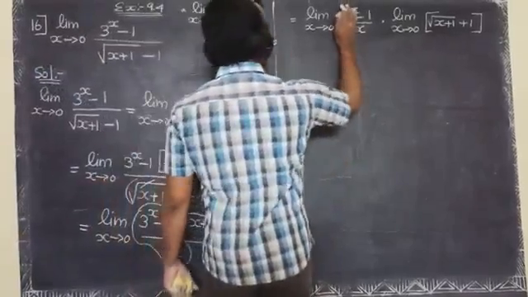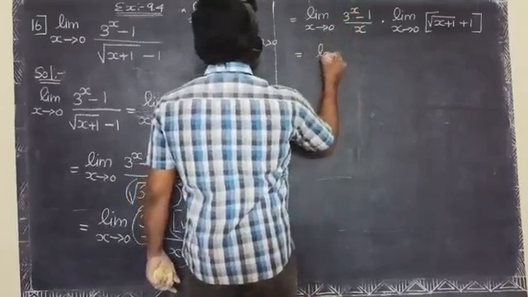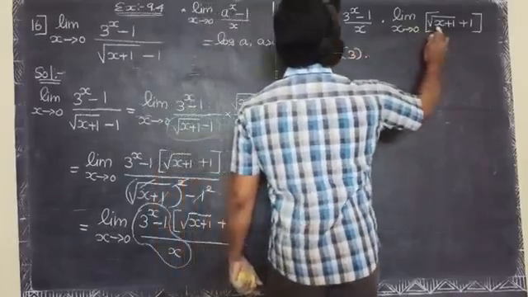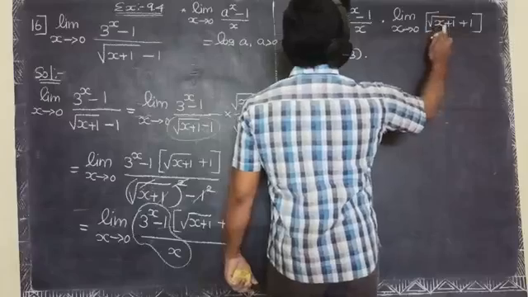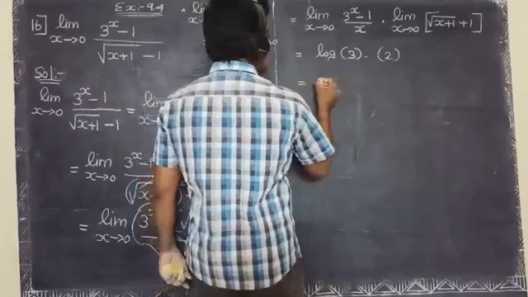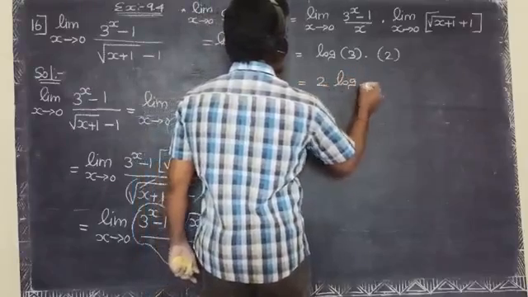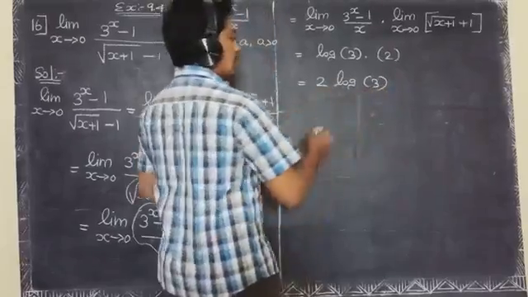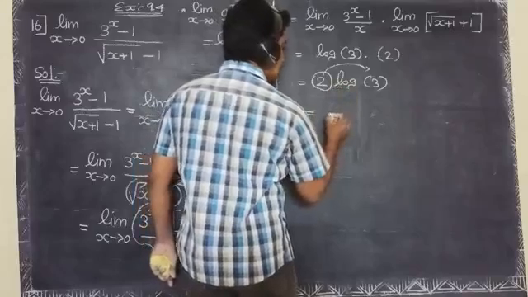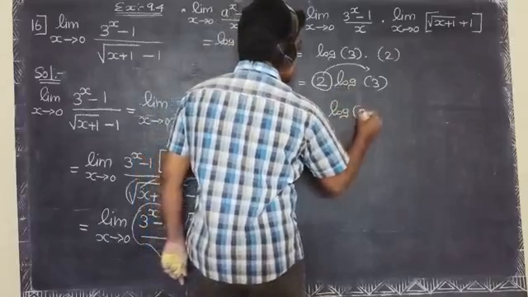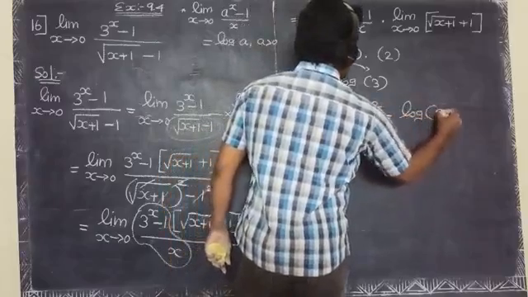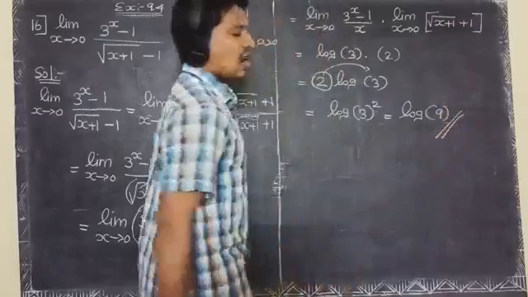Similarly, by the same procedure, the result is log of 3 into, replacing x equal to 0: 0 plus 1 is 1, square root of 1 is 1, plus 1 is 2. It means 2 times log 3. Using the power rule, 2 goes to the power of 3, that is 3 squared. 3 squared is 9, so log of 9. Then the value is log 9.